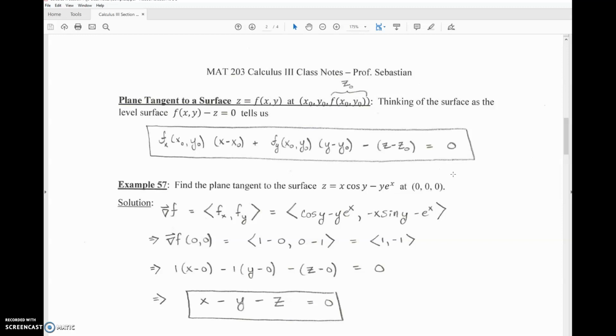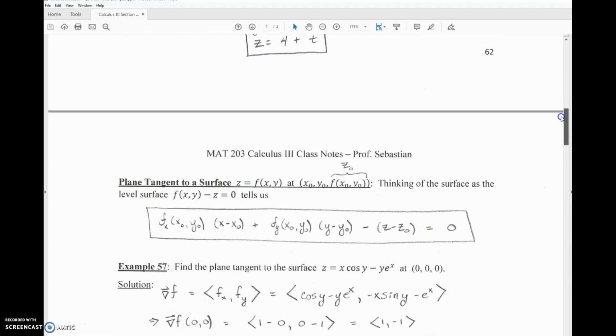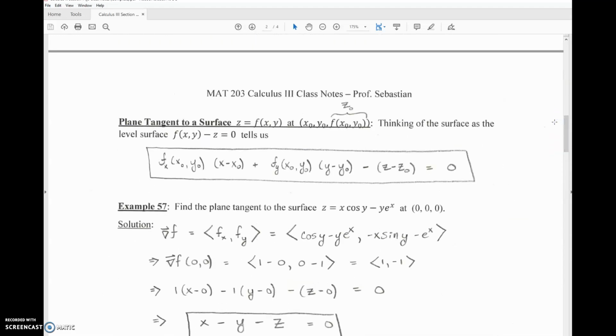We are still in section 14.6, and now we're looking at the plane tangent to a surface, z equals f of x, y. We're on page 63 here of your notes.